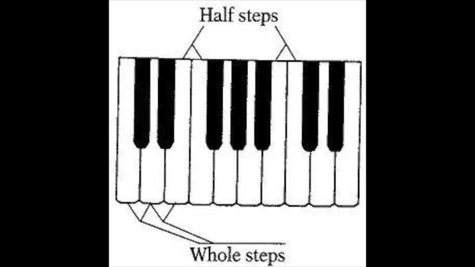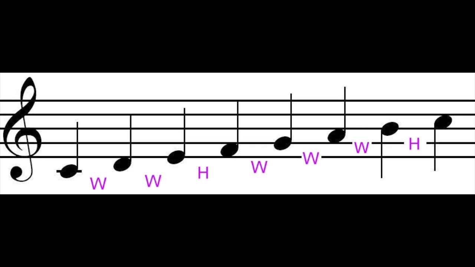For example, the chromatic scale is comprised entirely of half steps, whereas other scales are comprised of a particular sequence of steps, such as the C major scale, and all major scales, in fact, which has the pattern whole, whole, half, whole, whole, whole, half.